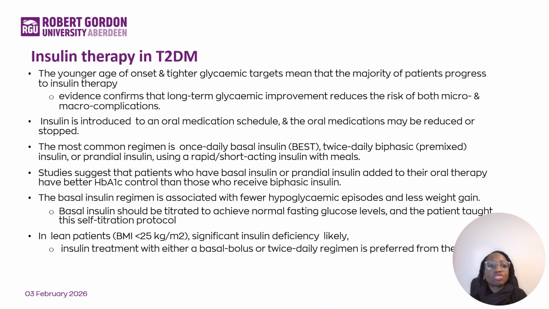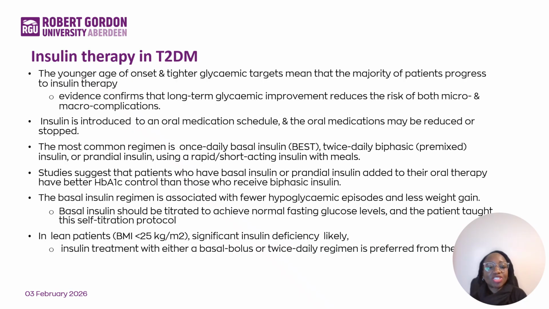Insulin is introduced to an oral medication schedule, and the oral medication may be reduced or stopped. So it depends. Every patient is different. The most common regimen is a once daily basal insulin, and that will be the best one. There could also be a twice daily biphasic, and we could also have the prandial insulin, as we discussed in the type 1 diabetes section of my series.